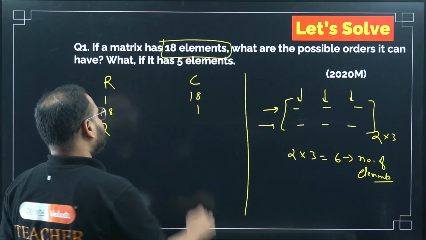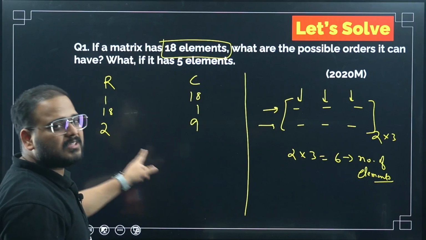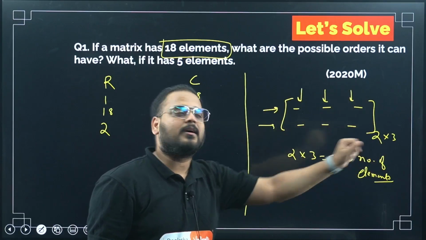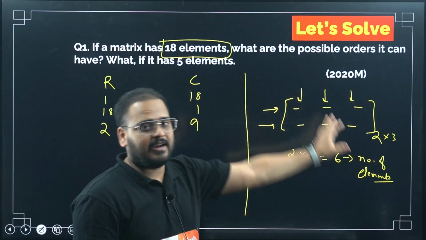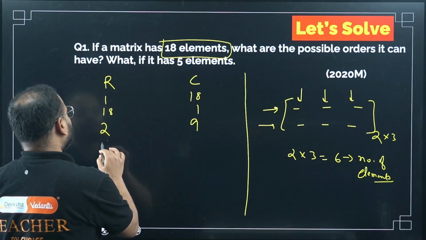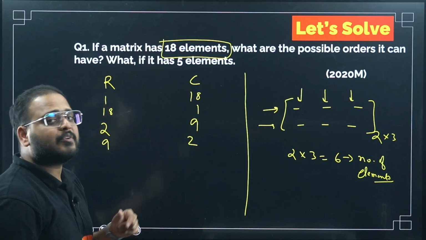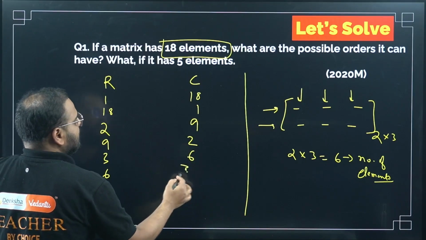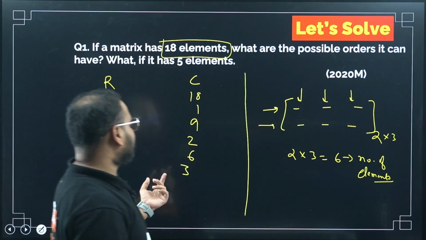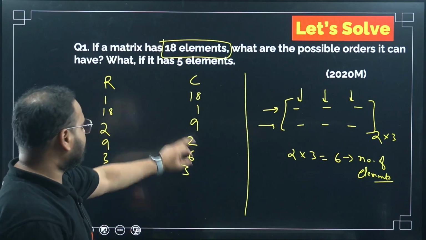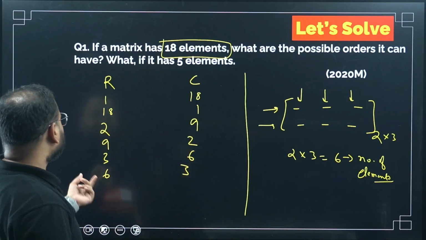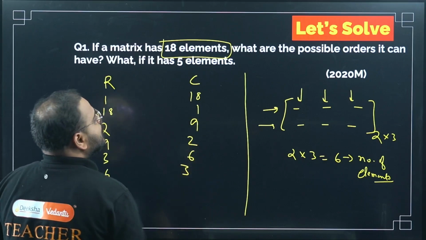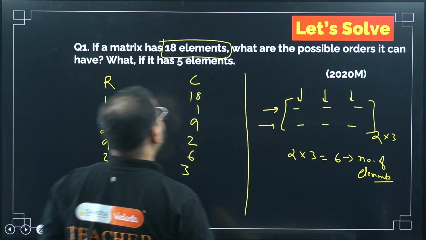Next, 2 and 9 we can keep: 2 rows and 9 columns, and vice versa, 9 and 2. What else? I can keep 3 and 6, and in the same way 6 and 3 is also possible. Check other possibilities: 7 will not be possible, 8 is not possible, and 9 I have already taken. So only these possibilities are there. How many? 1, 2, 3, 4, 5, 6. So I have 6 possible orders.